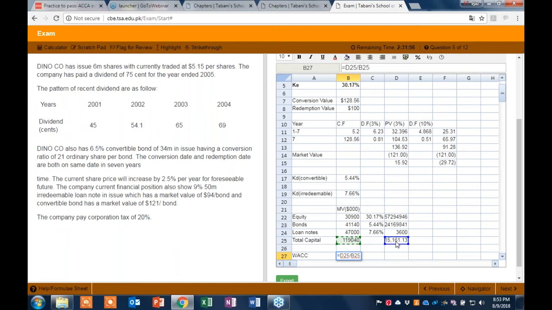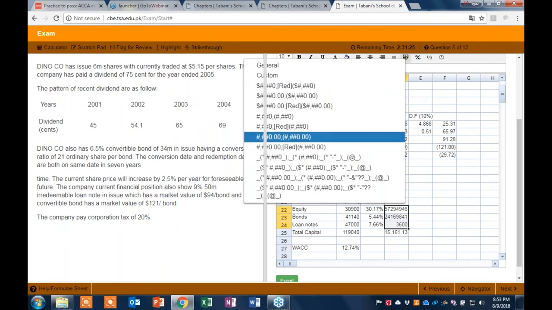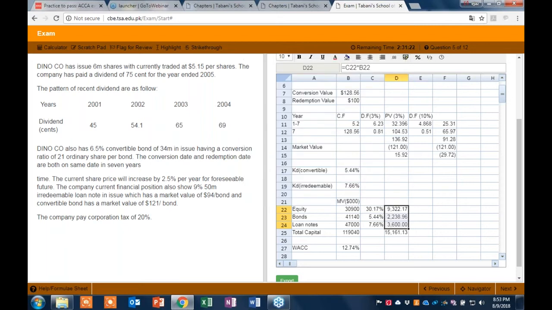So this is what the company will be paying in total to its different fund providers, and this will be paid against this value of 119040. So we'll divide what the company is going to pay by what the company has acquired as a source of capital, and we'll just convert it into a percentage. So it's 12.74. 12.74 is the weighted average cost of capital.